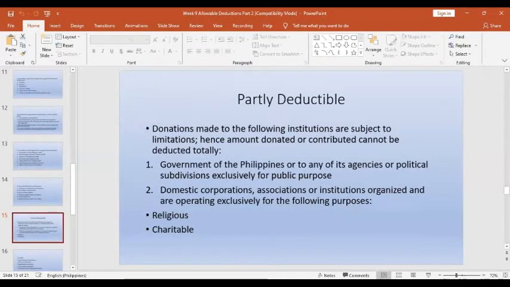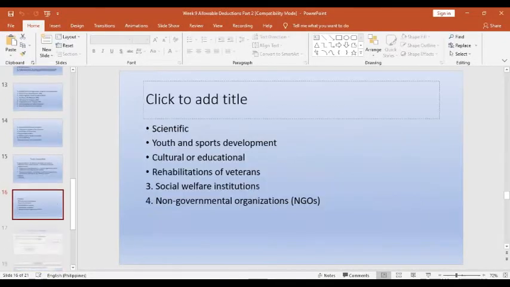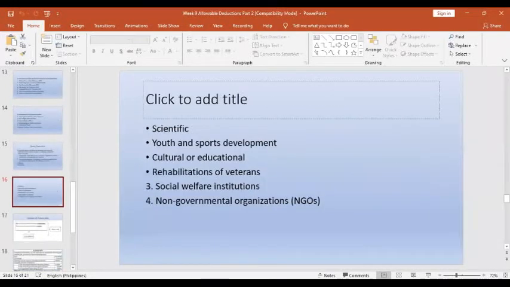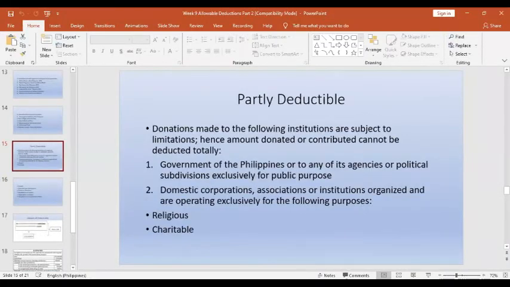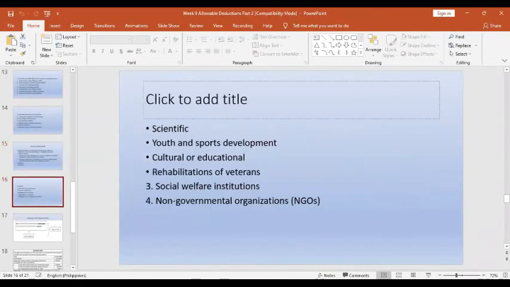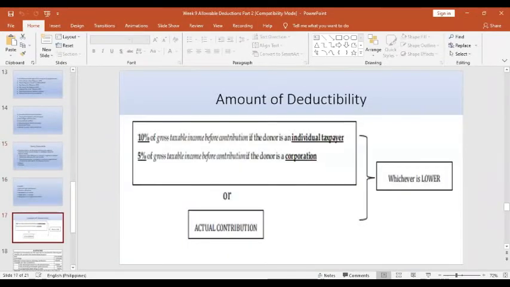Domestic corporations or associations or institutions organized and operating exclusively for the following purposes like religious and charitable works. So that is only partly deductible to the gross taxable income or allowable deductions. Scientific, youth and sports development, cultural or educational, rehabilitations of veterans, social welfare institutions, and non-government organizations or NGOs. So those charitable contributions donated to the following institutions are partly deductible. Okay, which means there is a limitation.